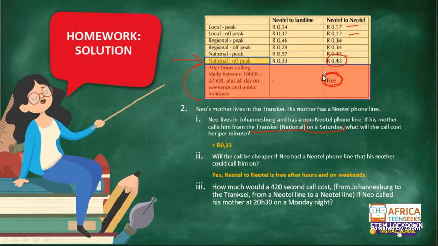How much would a 420-second call cost from Johannesburg to the Transkei, from a NeoTel line to a NeoTel line, if Neo called his mother at 8:30 on a Monday evening, on a Monday night? Now, who can quickly do that? That sounds like a whole lot of information. Who can tell me what will a call cost? But it's a bit of a trick question because if we pay careful attention to the question, we know.